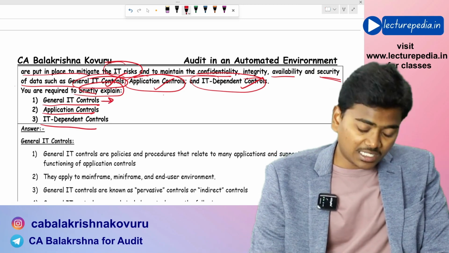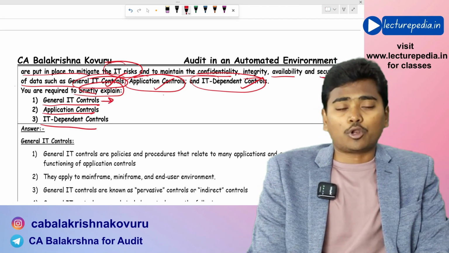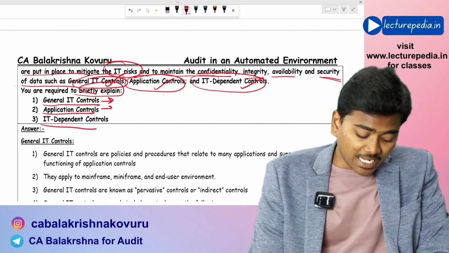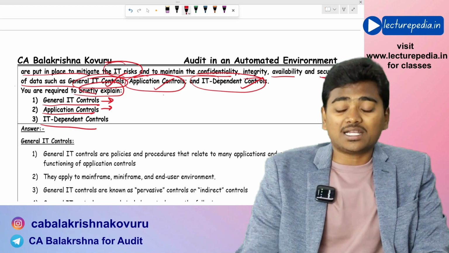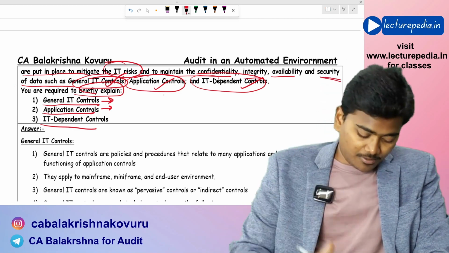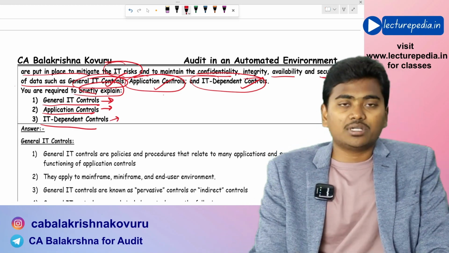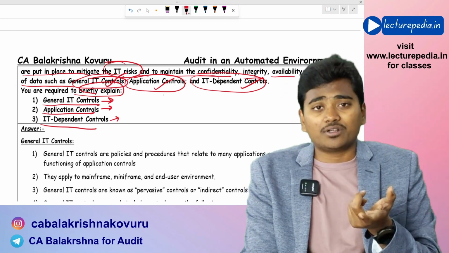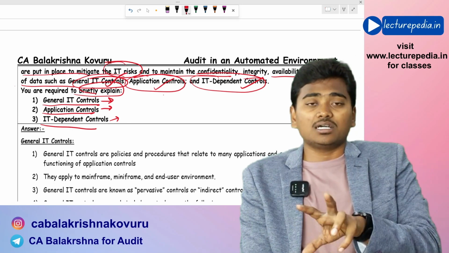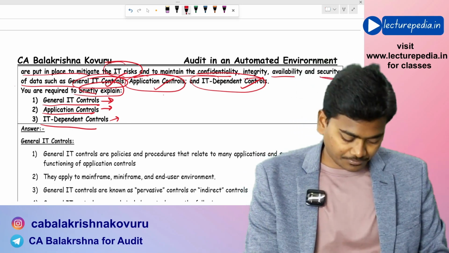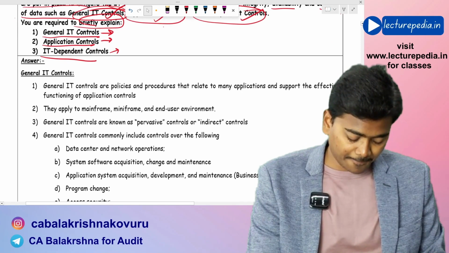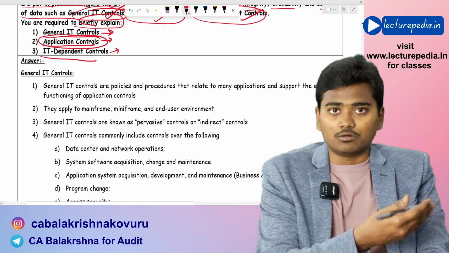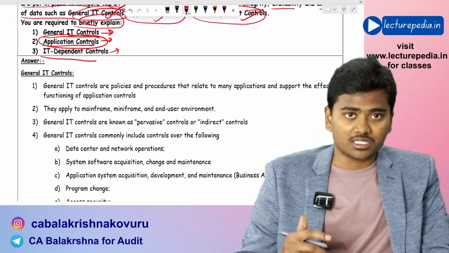Basically, general IT controls help the proper functioning of various application controls, and application controls operate at the business process level, and IT dependent controls use some of the information that has been generated by the information technology. Let us see application controls. We have already discussed one question related to application controls.